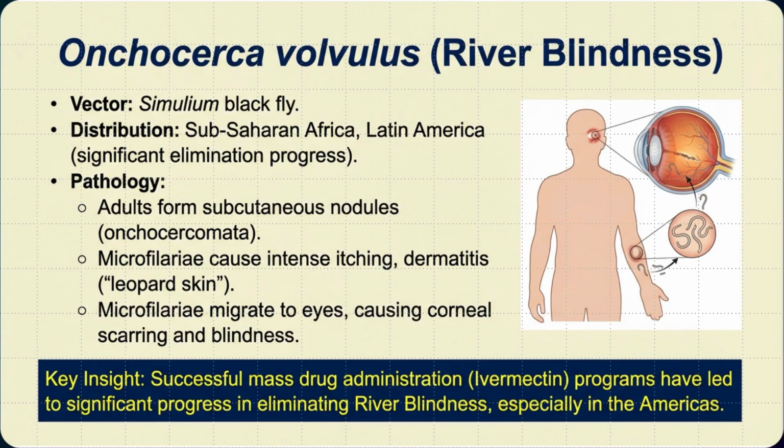Onchocerca volvulus, the cause of river blindness. Transmitted by the Simulium blackfly. It causes these large subcutaneous nodules and eventually leads to severe corneal scarring and blindness. But the real breakthrough in treating it came when we realized these worms have an endosymbiont. They have bacteria living inside them.